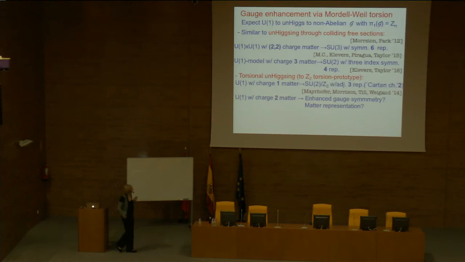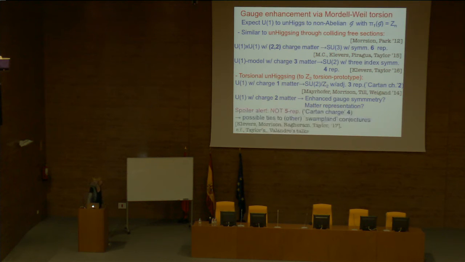Now, what we want to focus on is charge 2 matter in the presence of torsional unhiggsing of U1. What is the full-fledged unhiggsed gauge group? Is it SU2 cross Z2? What is the matter representation? Well, one would hope that charge 2 matter would unhiggs to a much higher representation, and by this analogy one would expect that there is a chance here to get higher index representations with this torsional unhiggsing. But I have to give you a spoiler alert. The expected Cartan charge 4 unhiggsed representation, which would be the 4-index representation of SU2, really doesn't turn out to come through this unhiggsing process.